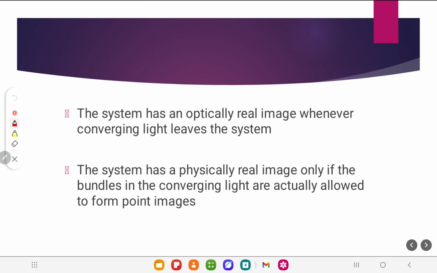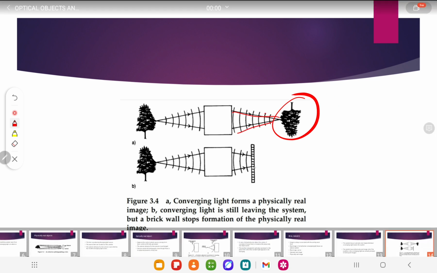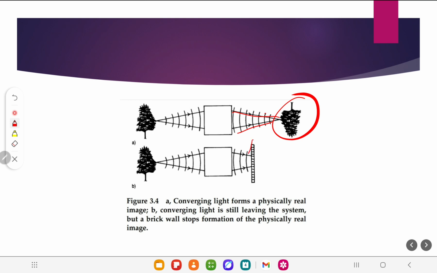Let me try to explain with this slide. See, this is an optically real image. And this is a physically real image, because physically real light meets here. But in this case, if you put a brick between the focus point and the light, then it's called an optically real image, because the light cannot cross here. So it forms on the wall. The wall blocks the image. It's a simple concept, not that important.